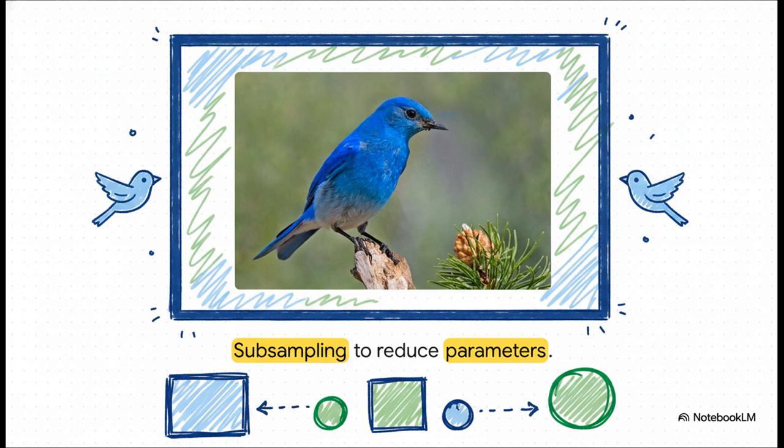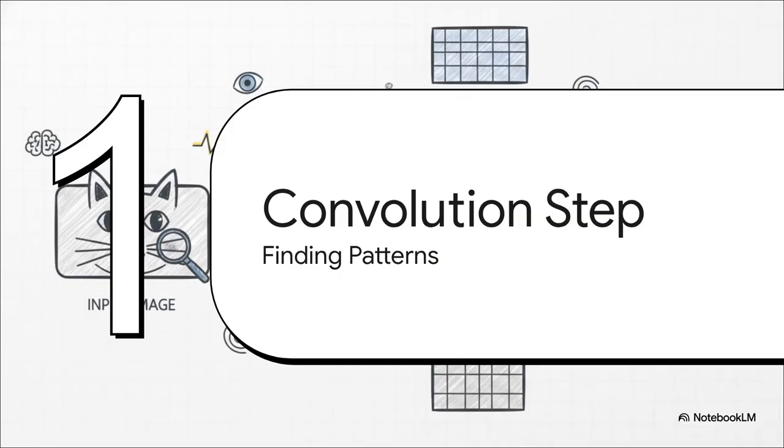The absolute crucial takeaway here? Fewer pixels means significantly fewer parameters to process. Yet, our AI can still clearly identify that it's a bird. It is an incredible shortcut. Next up on the agenda, the convolution step.